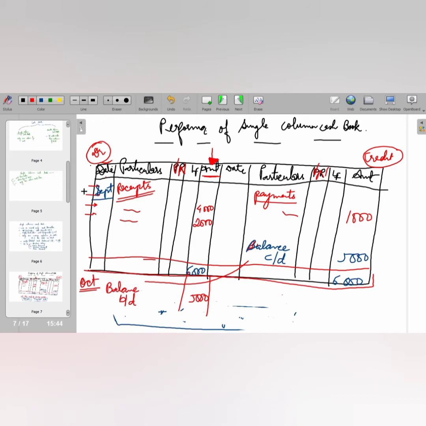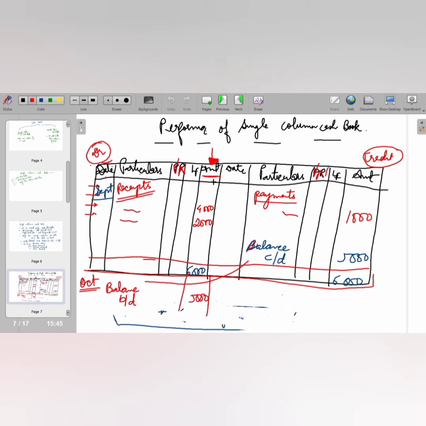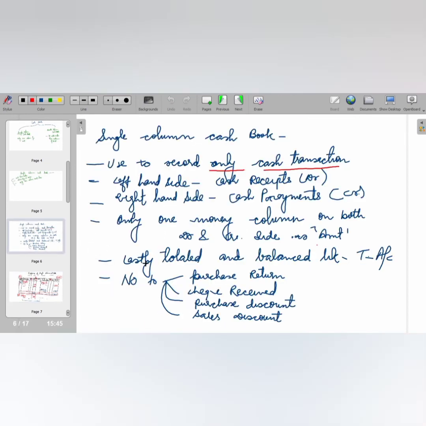Clear? Now we'll move next to the summary of single column cash book. Single column cash book, as I have told you, records only cash transactions. On the left hand side, it will record cash receipts, that is the debit side. On the right hand side, it will record cash payments, that is the credit side. Only one money column on both sides will record it, that is the amount. I have shown you. See, this is the amount which is shown here. Lastly, total and balance, like a T account.